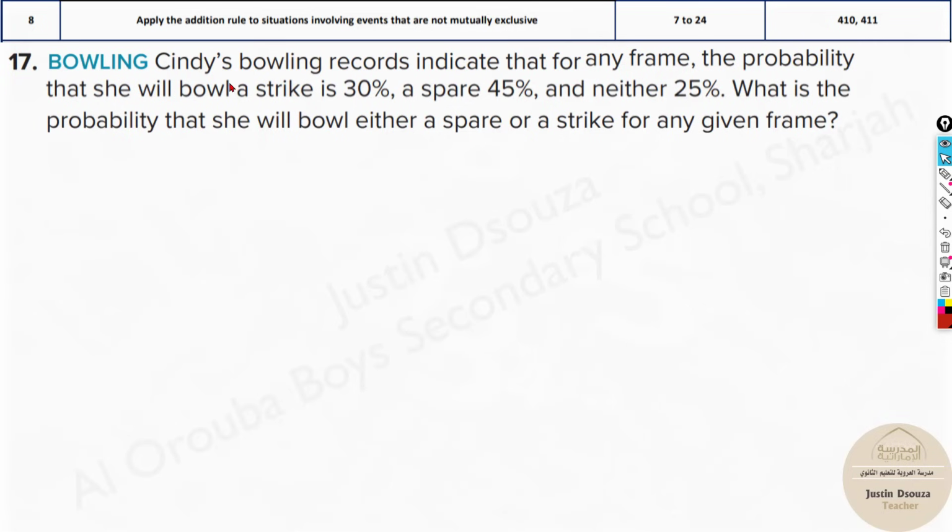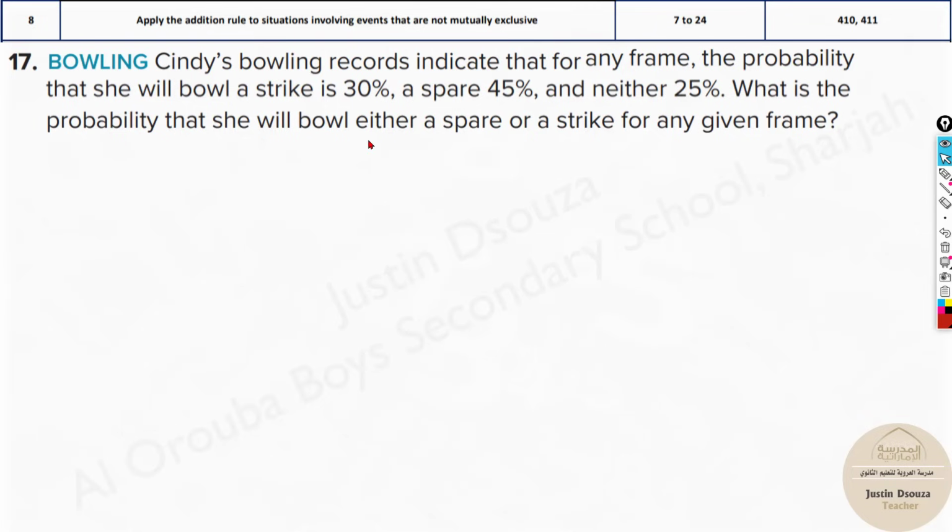And now we have another problem. Cindy's bowling record indicates that for any frame, the probability that she will bowl a strike is 30%, a spare is 45%, and neither is 25%. Now, over here, you can't do a strike and a spare. You can only do one at a time. So they are mutually exclusive. This is not impacting the probability of the other one.